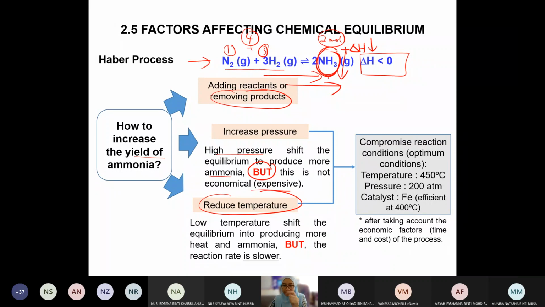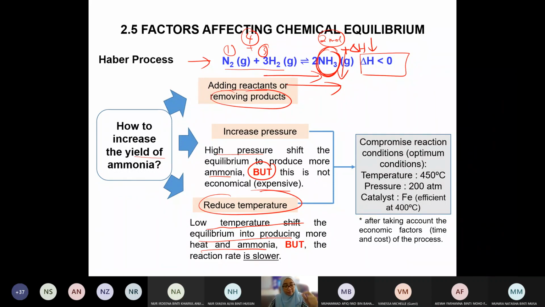Okay, alright, but you kena consider juga, bukan main simply turunkan temperature. Okay, sejukkan dia. Not as easy as that. You have to consider a lot of things when you are talking about industry. So we know that low temperature shifts the equilibrium into producing more heat and ammonia. We know that. Okay, but the reaction rate is slower. So satu lagi issue dia.